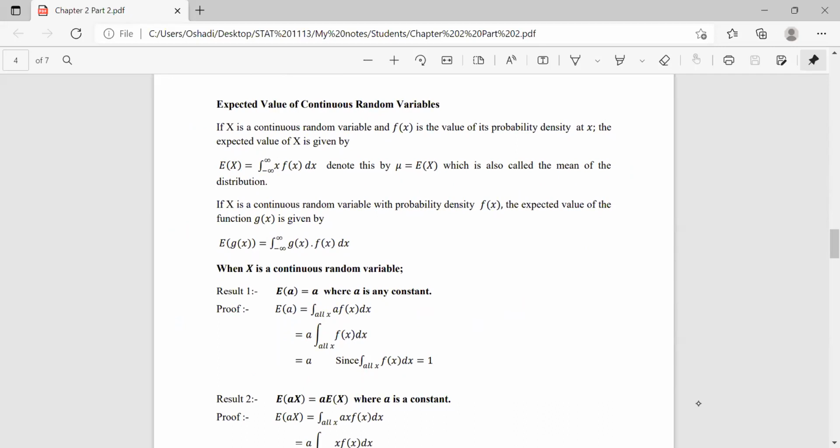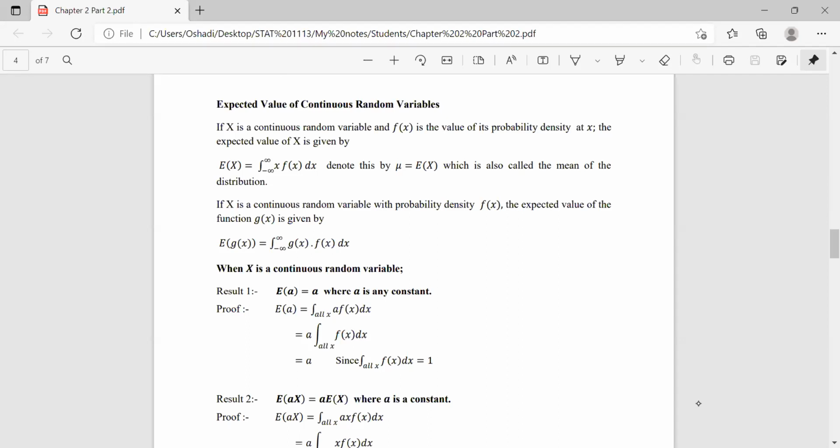Okay. So that is how we find expected value for discrete random variables. Now we find the expected value of continuous random variables. So if x is a continuous random variable and fx is the value of its probability density at x, the expected value of x is given by, the expected value of x is minus infinity to plus infinity, the integration x fx dx.